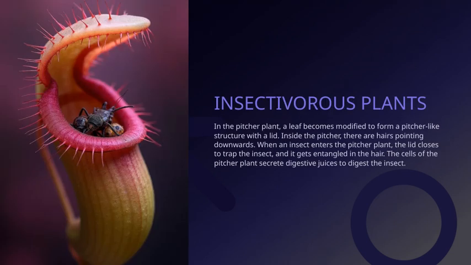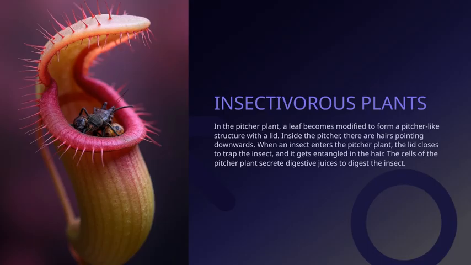Let's take a closer look at insectivorous plants, starting with the pitcher plant. In this fascinating plant, a leaf has been modified to create a pitcher-like structure, complete with a lid. This unique adaptation allows the plant to trap insects for nutrition. Inside the pitcher, you'll notice hairs pointing downward, which play a crucial role in guiding the insects deeper into the trap. When an insect enters the pitcher, the lid closes, trapping it inside.